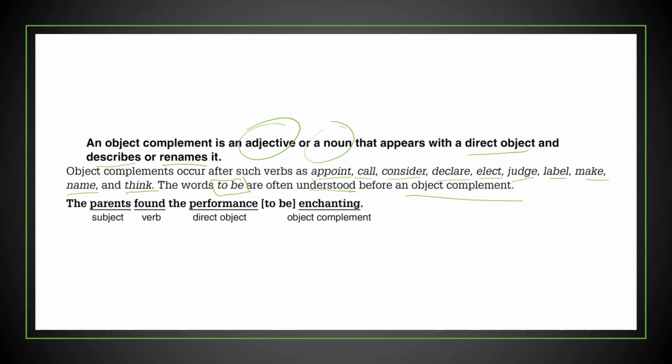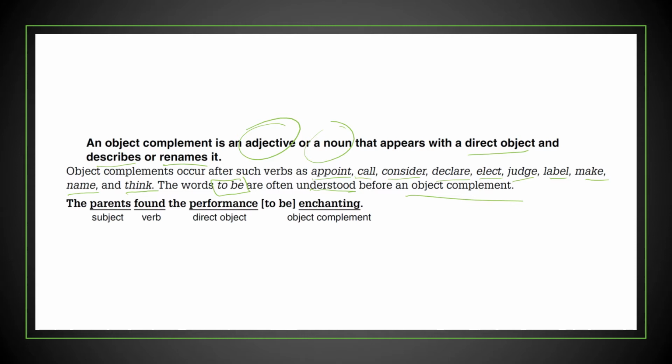The parents found the performance enchanting. Look, we put to be between brackets because it is the understood to be. We don't use it in the sentence. It is implied. So parents is the subject. Obviously the verb is found. Performance is the direct object.